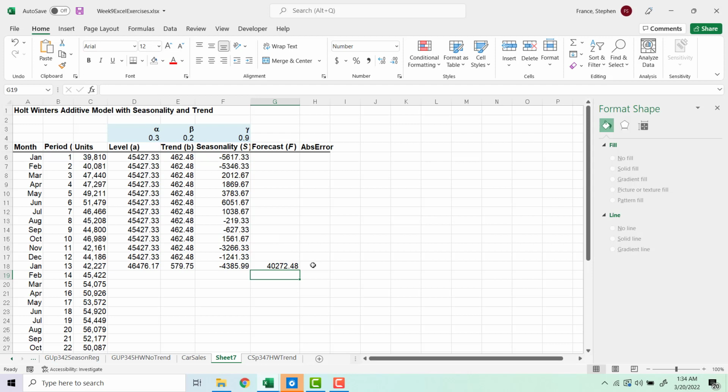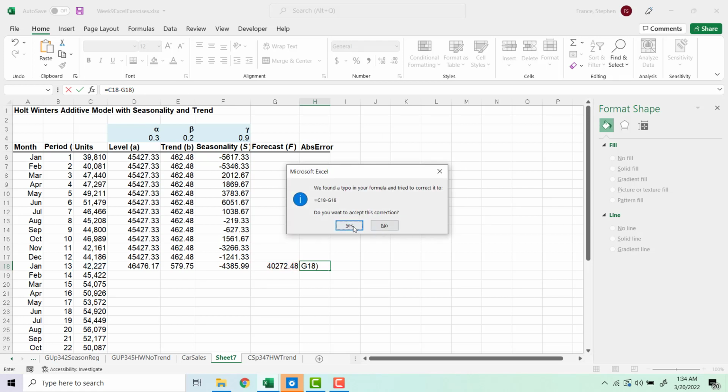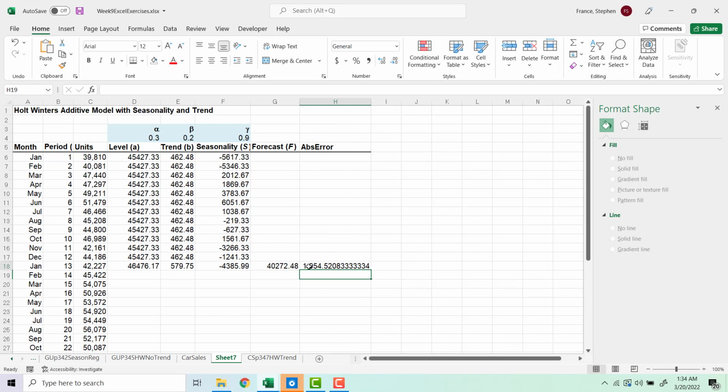That gets us 42,272. Now, the book example does not include an error, but we might as well be consistent. So I've included an error because I want to pick optimal parameters. And here, this is just our actual value minus our forecast. Okay, that's fine. I don't know why it gave me so many decimal places.